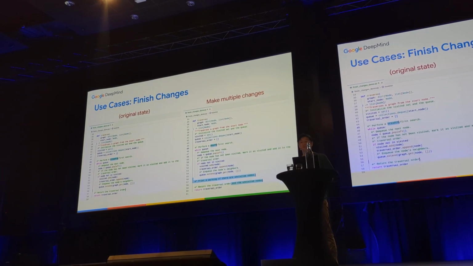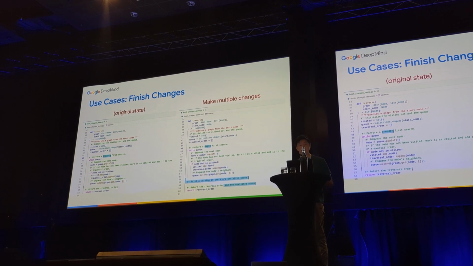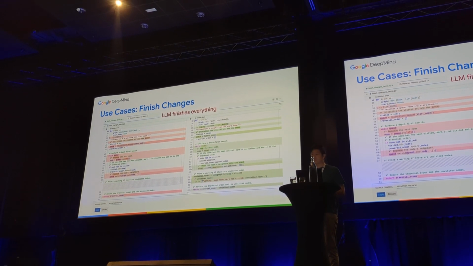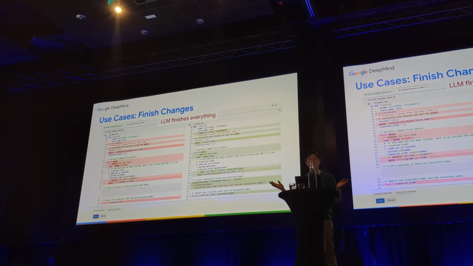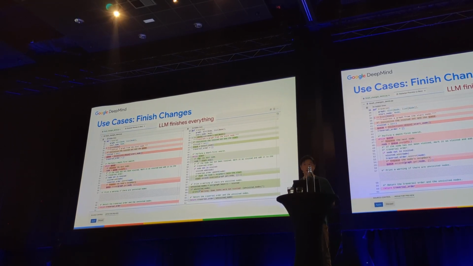Finish Changes can even handle multiple changes at once. On the left is the original code, and on the right we made 3 separate changes. And after invoking Finish Changes, the LLM finishes everything all at once. This is a real prediction, and it changed a lot of things, but it's entirely correct.